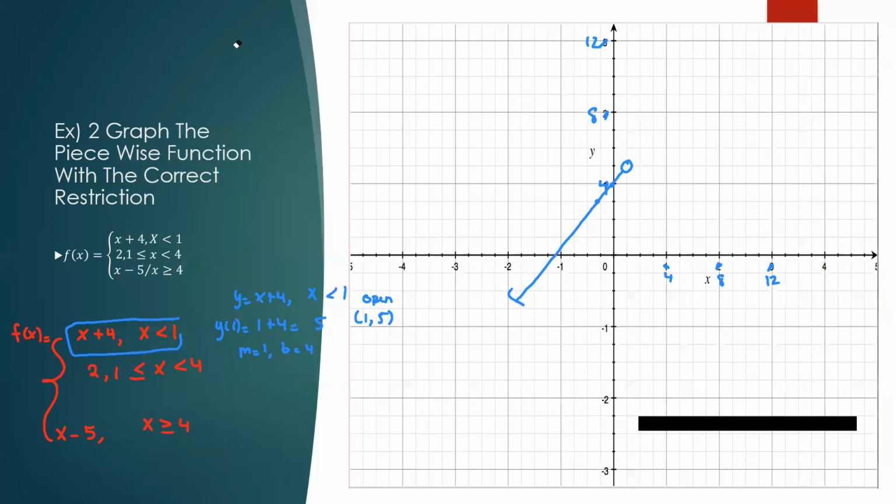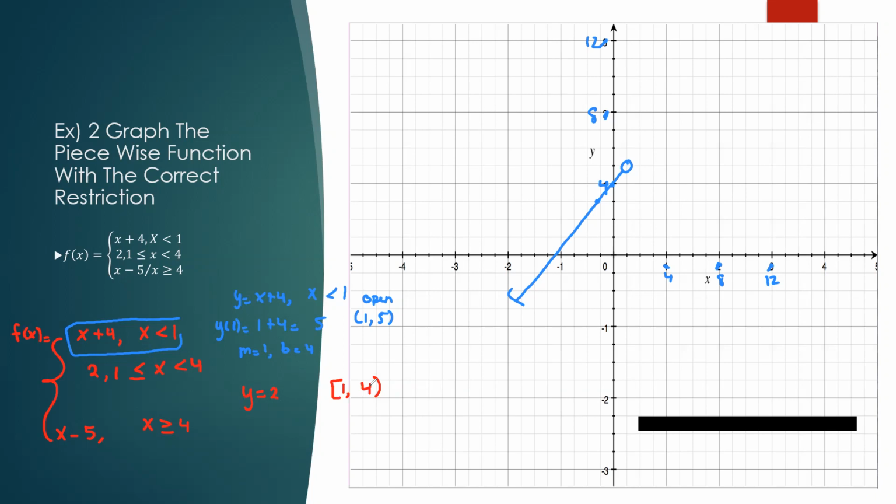Okay, now let's use red. So our other graph is y equals 2, where x is greater than or equal to 1 and less than 4. So this is like saying the domain is from 1 to 4, with parentheses, right?